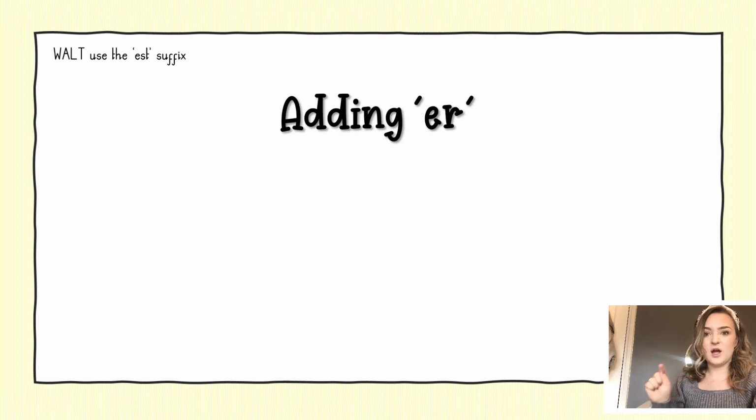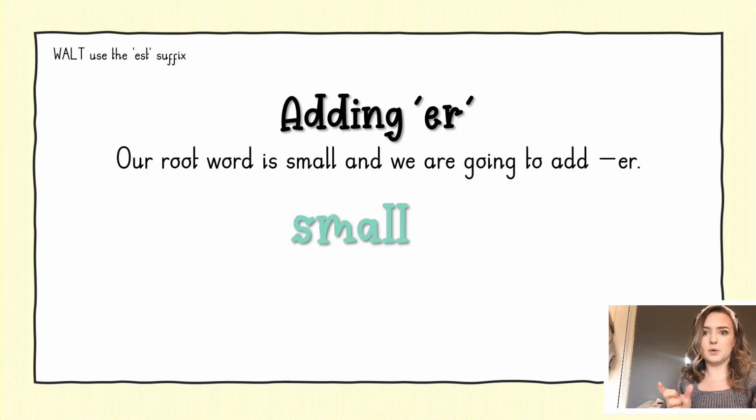So if we've got our root word small, just like we had a minute ago, we can add -er to the end to make it smaller. It changes our word from just small to smaller. And we use -er when we want to compare two things. So I'll show you an example now.